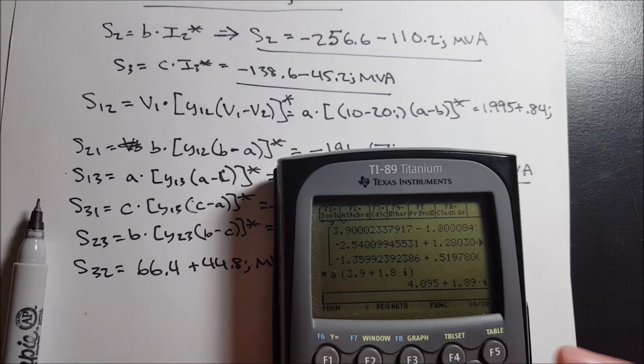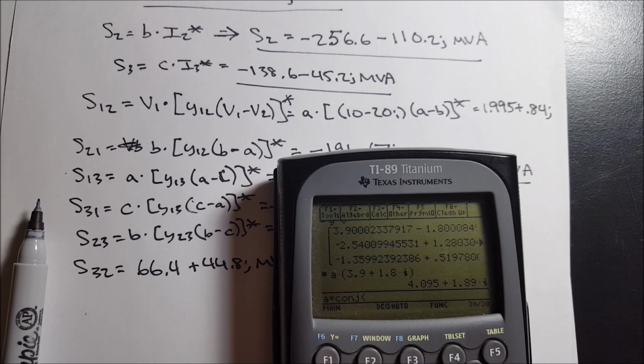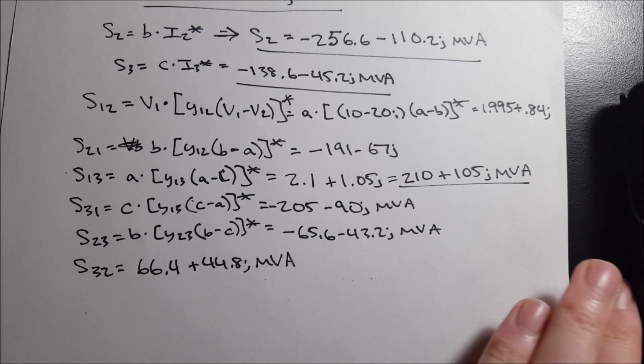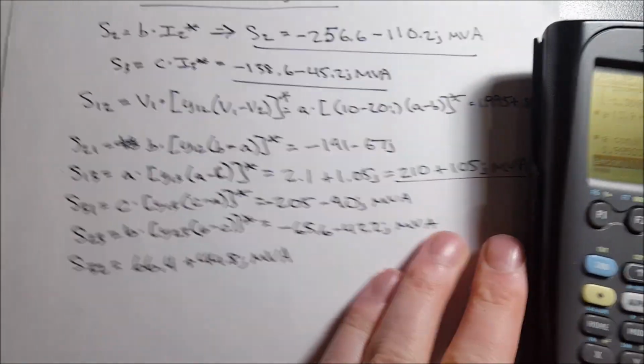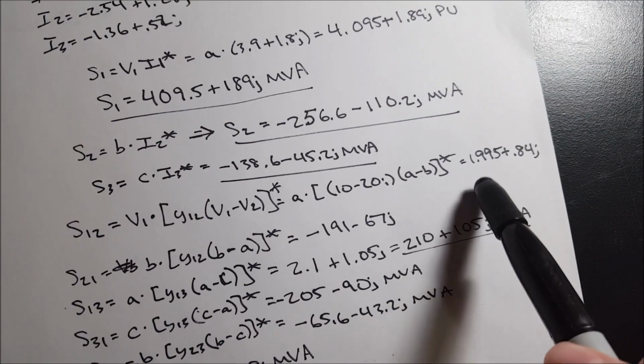So we have A times, and for our conjugate, it's second math, complex, 5, conjugate, 1, and then we have 10 minus 20j times A minus B. Yep, our answer matches what we got. I have written it down here. Just remember, multiply it by 100 to get your actual answer.